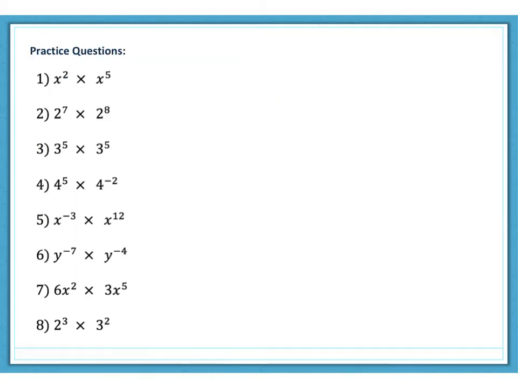So, you're going to have a go at these practice questions. Pause the video, have a go at the questions, and then check your answers afterwards. So let's have a look at the answers. So first question, x squared multiplied by x to the power of 5. Nice and simple, x to the power of 7, adding our indices.